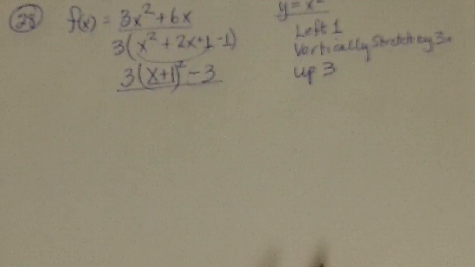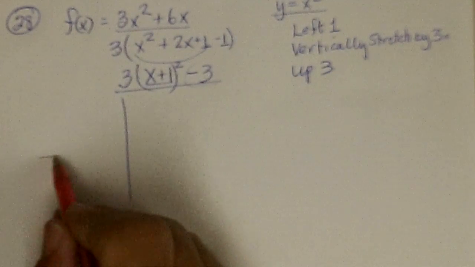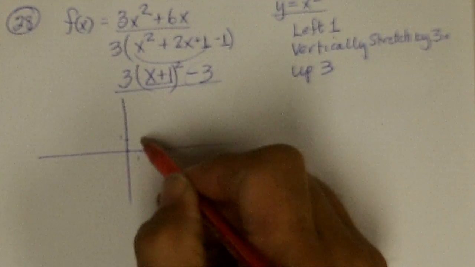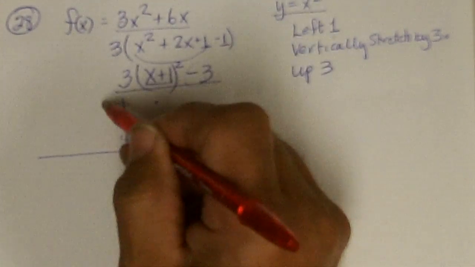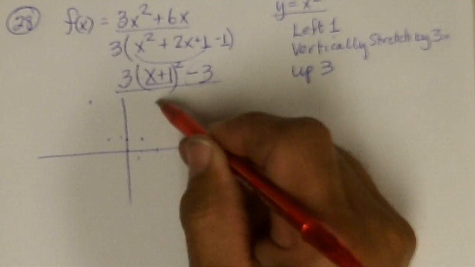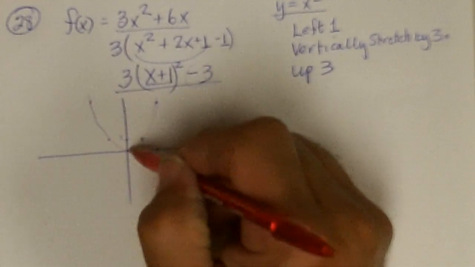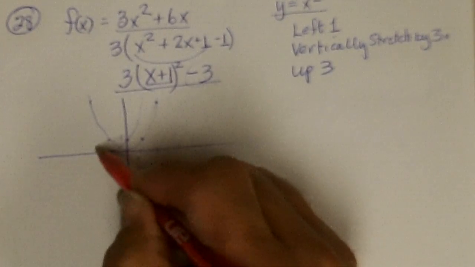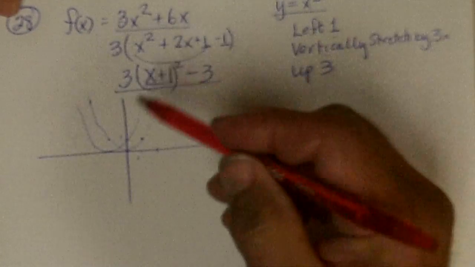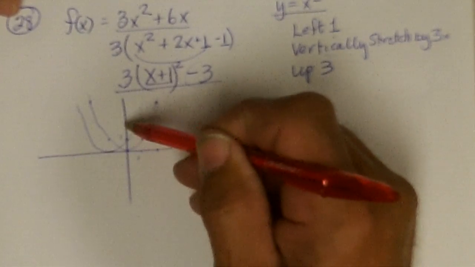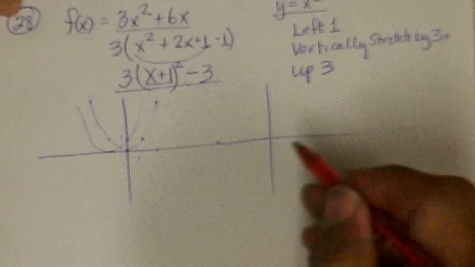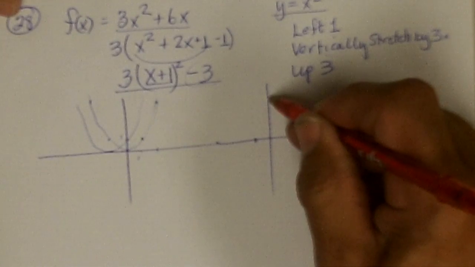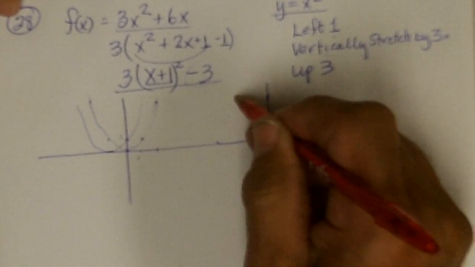So going through those on a graph, I hope you can see this. The parabola normally goes through 0, 0, 1, 1, and 2, 4. That's where it would start. Left 1 would take it over to here. Vertically stretched by 3, instead of 1 over and up 1, it would be up 3. So now I'm going to draw that. So go back 1, and if I move over 1, instead of being up 1, it's going to be up to 3.